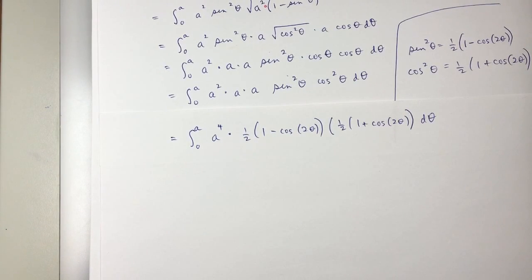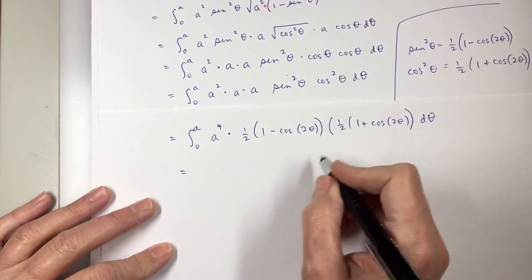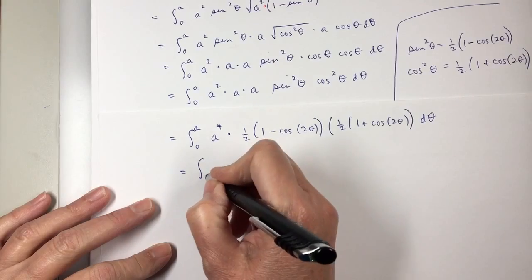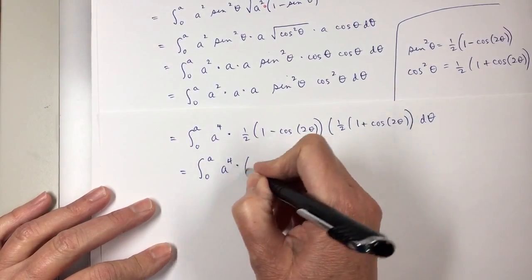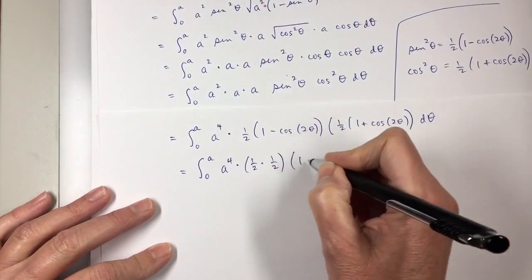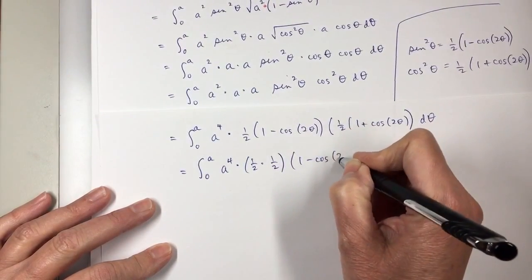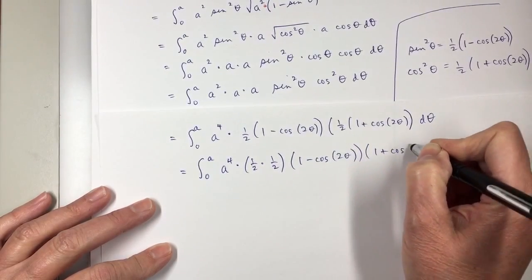These 1/2 times 1/2, I can pull that out. Let's see, I'll have 0 to a to the 4th times 1/2 times 1/2 times 1 minus cosine 2 theta times 1 plus cosine 2 theta.